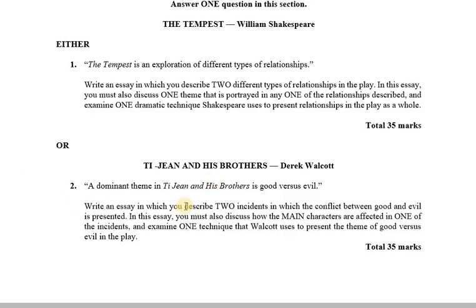I'm not going to read the entire question. I'm just going to highlight the different aspects. Describe two incidents in which the conflict between good and evil is presented. So that's one aspect. And then you have discuss how two main characters are affected in one of the incidents. That's another aspect. And then you have examine one technique that Walcott uses to present the theme of good versus evil in the play. That's another aspect. I also want you to note that both questions require you to know the different dramatic techniques. So in your studying and reviewing, you have to know the dramatic techniques, because that is a part of the question being asked.